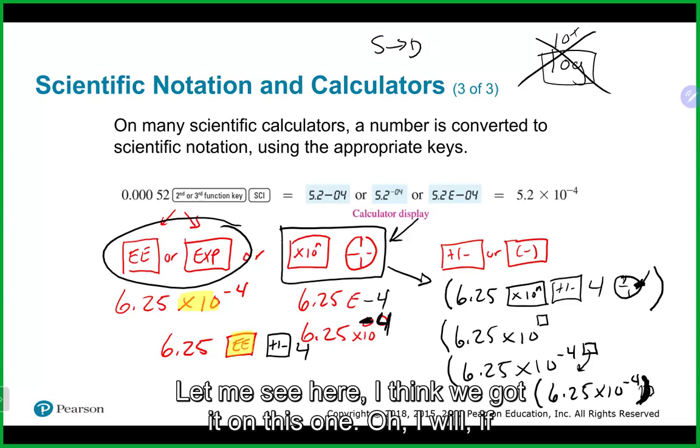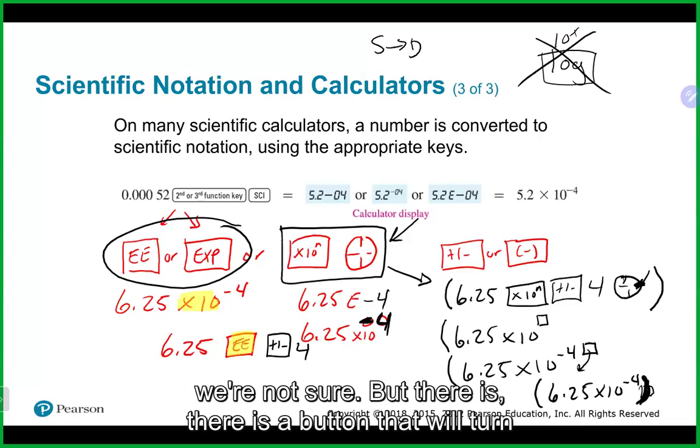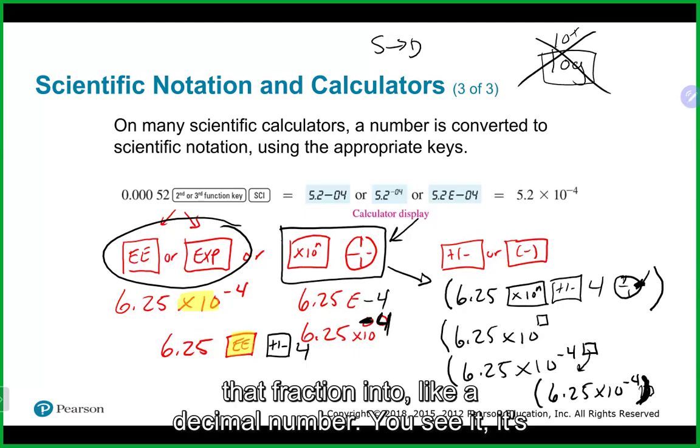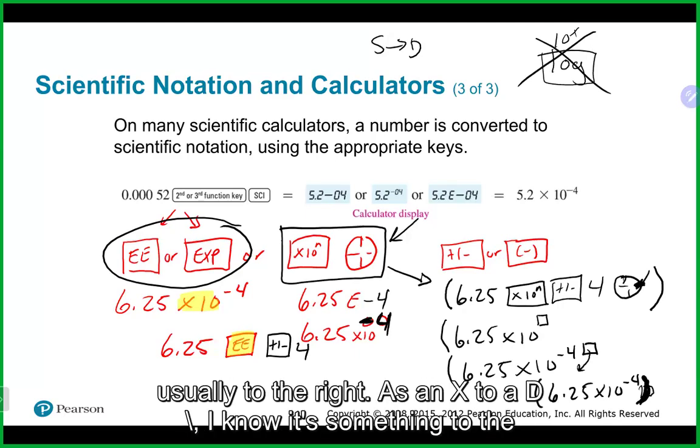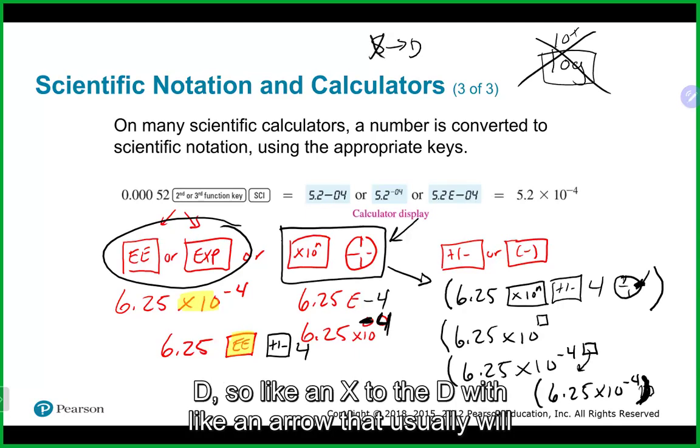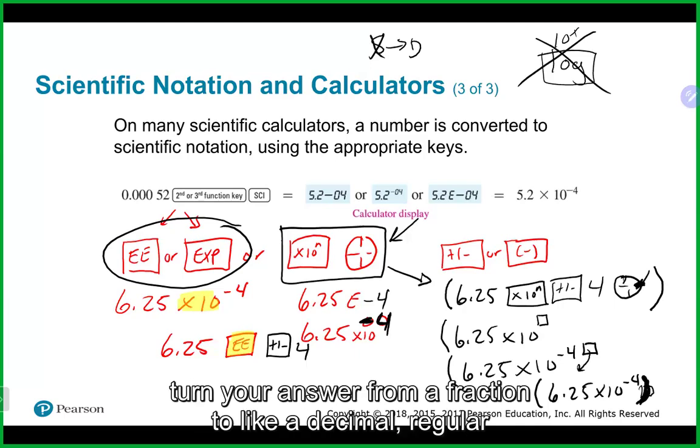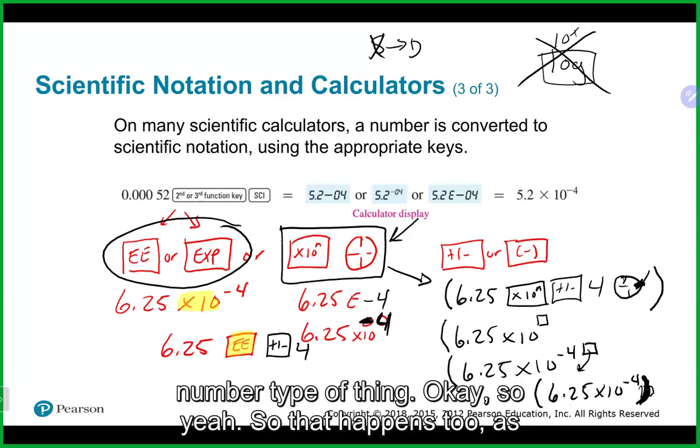Let me see here. I think we got it on this one. There is a button that will turn that fraction into a decimal number. You see it? It's usually to the right. It's an X to D, I knew it was something to the D. So like an X to the D with an arrow, that usually will turn your answer from a fraction into a regular decimal number.